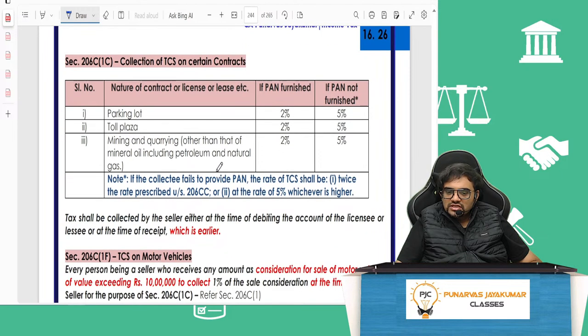206C1C, this is on certain contracts. What contracts? Parking lot. Nature of contract or license, parking lot. So I will give you a parking lot license. When you are paying the money, I should collect extra TCS. How much? 2%. Toll plaza, 2%. Mining and quarrying, 2%.